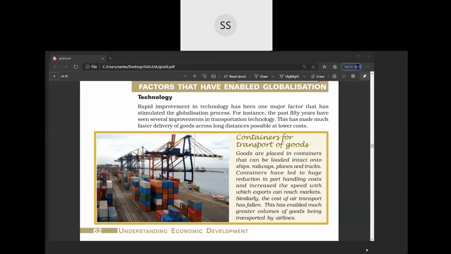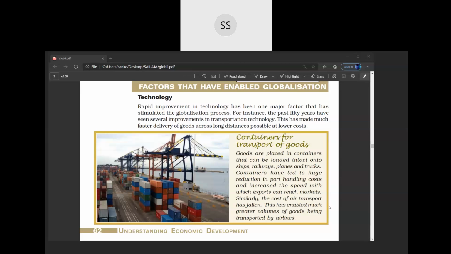In the last class, we have seen that it is because of the multinational corporations that globalization is possible. Sitting in one corner of the world, a multinational corporation is able to produce goods globally. How is this possible? This is possible because of improvement in transportation technology as well as communication technology. Today, goods can move very fast from one corner of the world to another corner of the world.